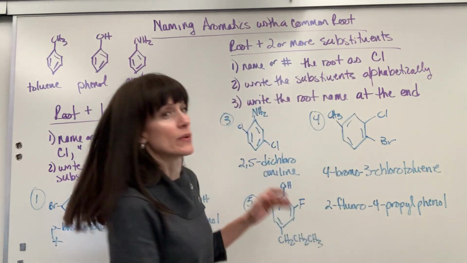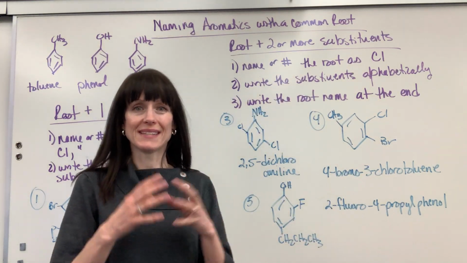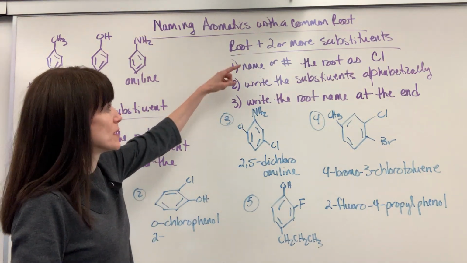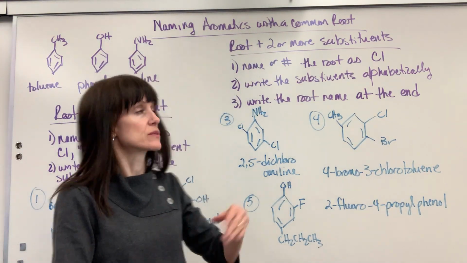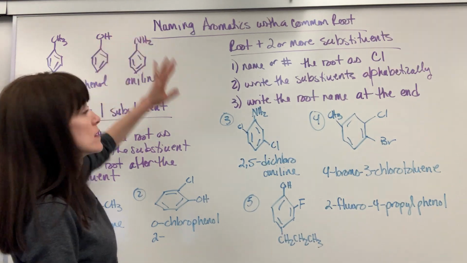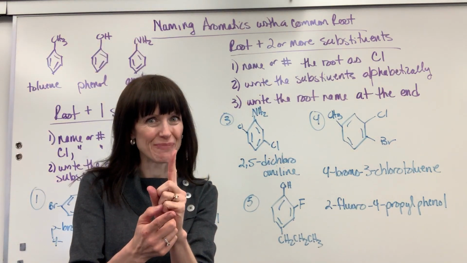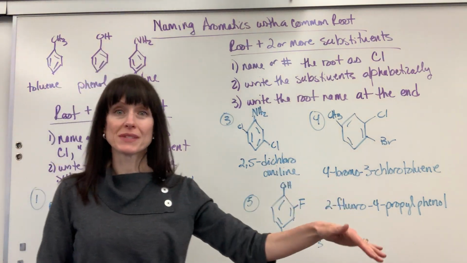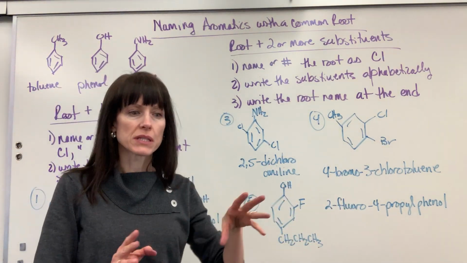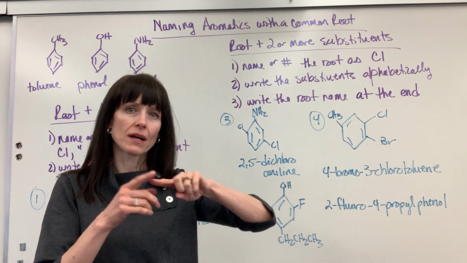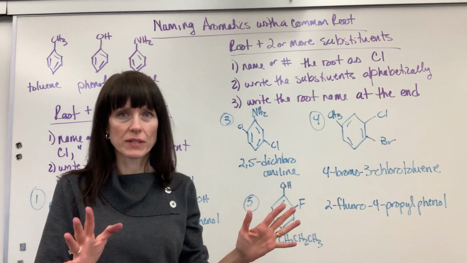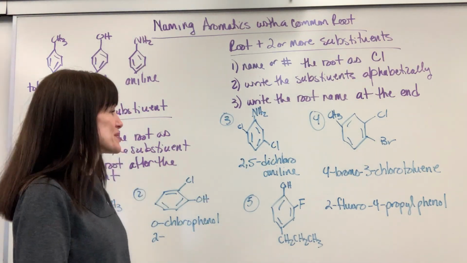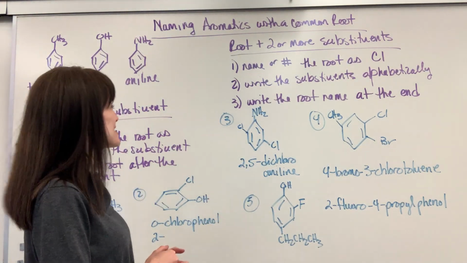Now, let's say that we have 2 or more substituents attached to one of these 3 roots. So first you're going to name and number the root as the C1. So it's going to again be that methyl, alcohol, or amine, that gets the number 1 position. You always start numbering with that, number 1. Then you're going to write the substituents alphabetically, so don't worry if the numbers don't go in ascending order. You always write alphabetically, and then you just write the root name at the end. So I have 3 examples for you on this.